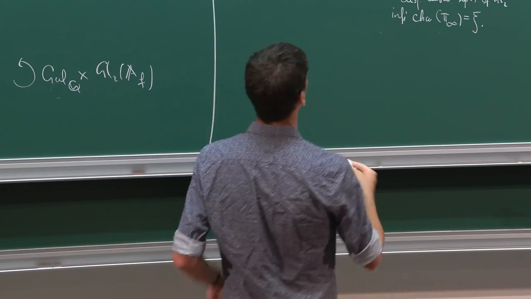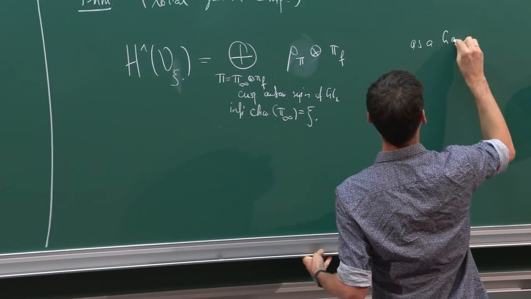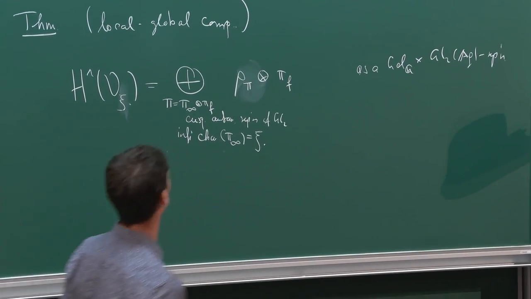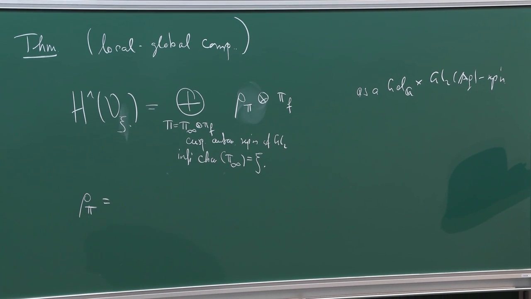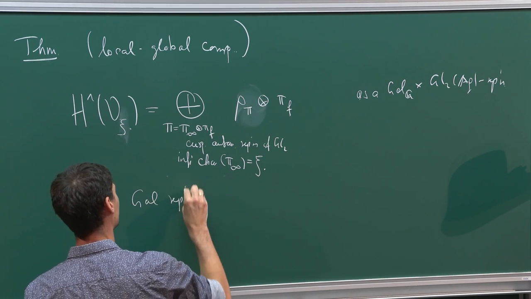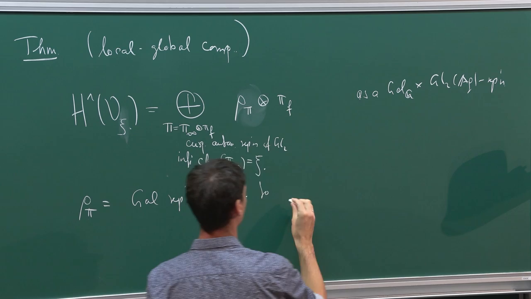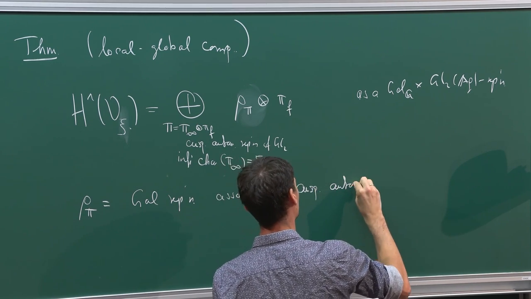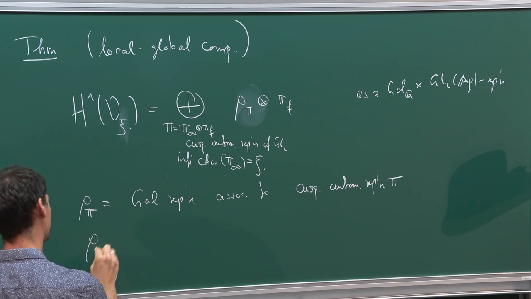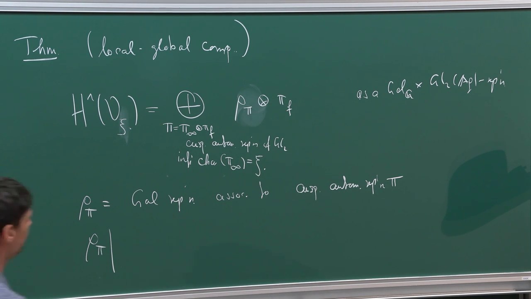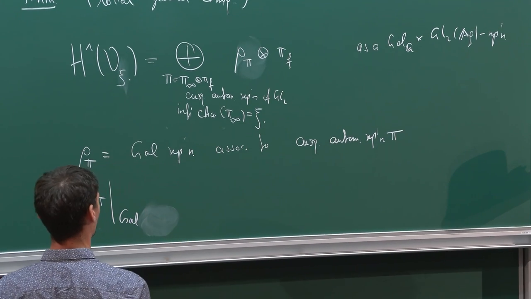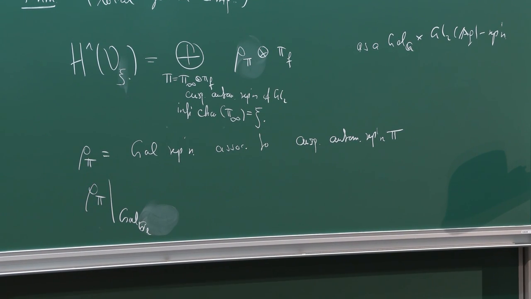Well, as a Gal_Q times GL2(A_F) representation. And this rho_pi, well, I already said it, but this is the Galois representation attached to the cuspidal automorphic representation pi. Okay, and how is it characterized? It's characterized by the fact that if you take rho_pi and you restrict it to a local Galois group, the Galois group of the decomposition group at some prime l.